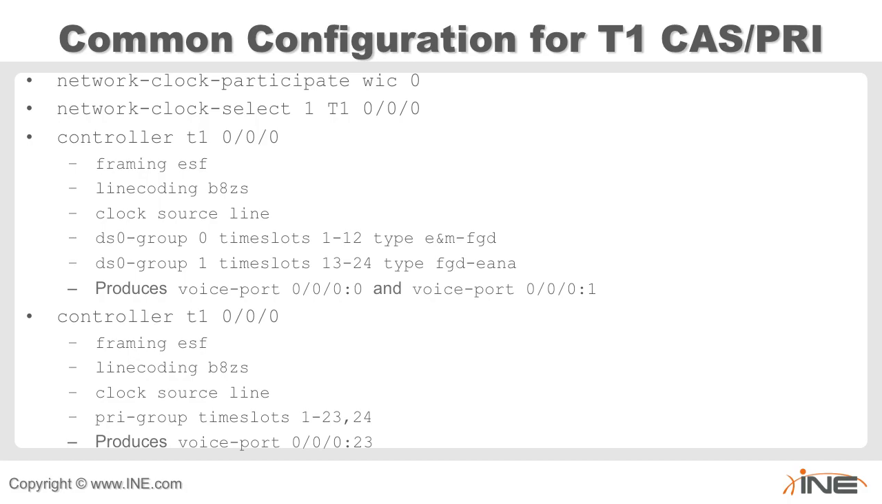But either way, if we don't have that, then what we're going to see, if we do a show controller T or E1, is either line slips or clock slips. And we could experience garbled voice. Sometimes we could experience someone else's conversation. Sometimes it'll just drop the audio altogether and we'll have one way or no audio. Okay, so those are some common problems with clocking not being in properly.